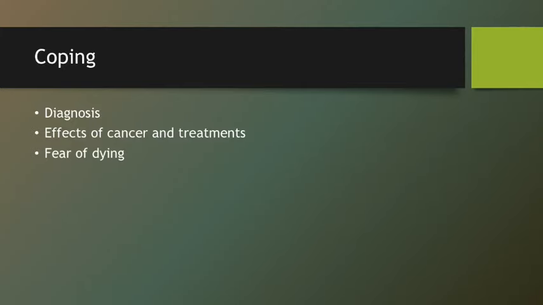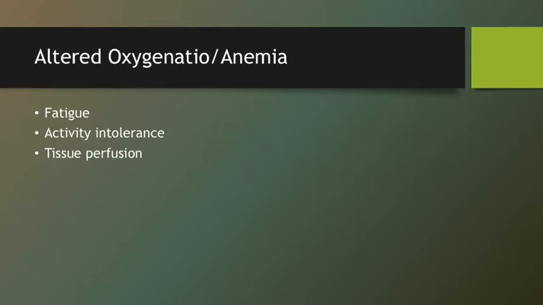Cancer can affect different organs in the body, but the systemic effect of cancer is similar no matter what kind of cancer you have, because remember, cancers are a high metabolic demand disease, and they frequently shoot off toxins and stuff that make people feel bad. And then they have this fear of dying. All right, so altered oxygenation and anemia. You need to talk to them about fatigue and activity intolerance.